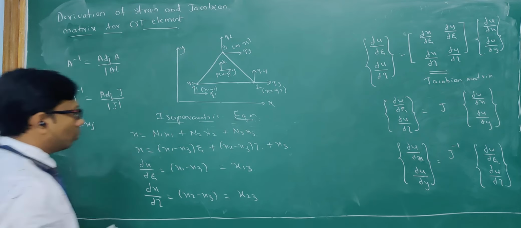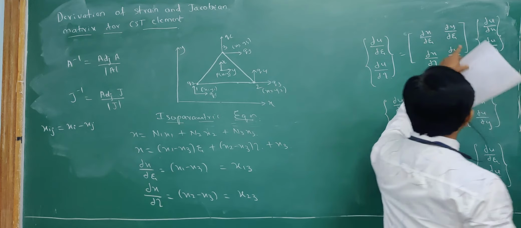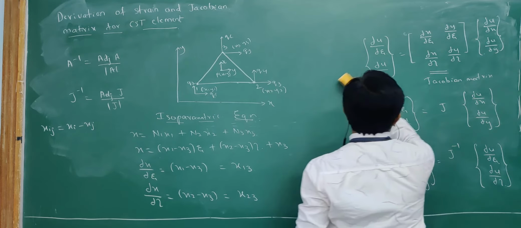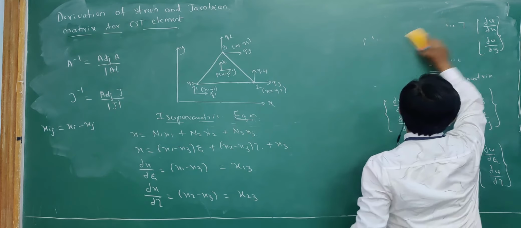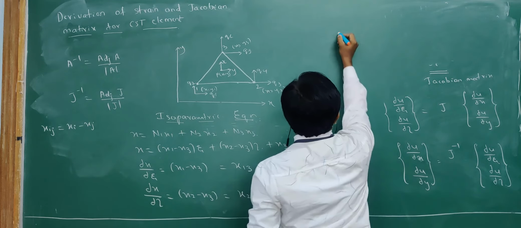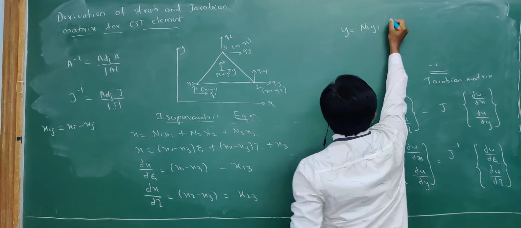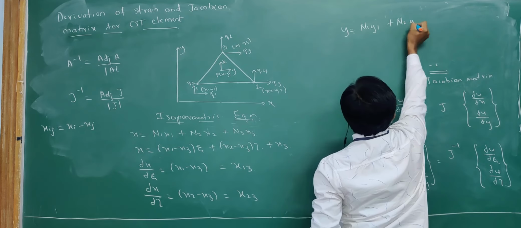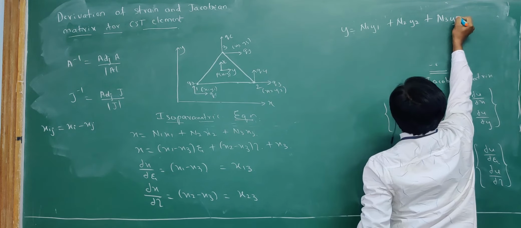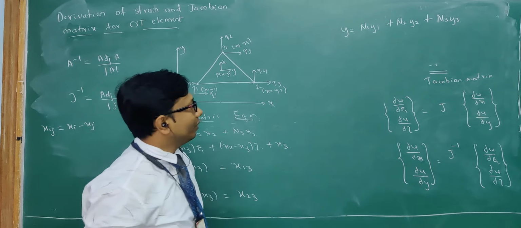Okay, so next you have to get the other two parameters, which are ∂y/∂ζ and ∂y/∂η. So similarly, I'll take what is y. y is nothing but N1 y1 plus N2 y2 plus N3 y3.